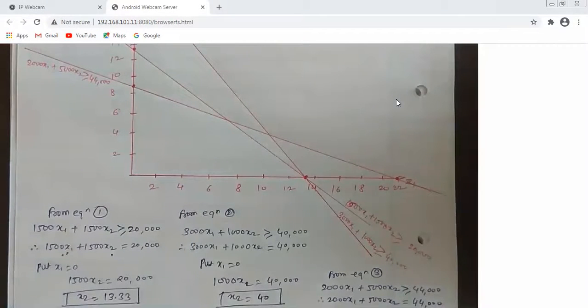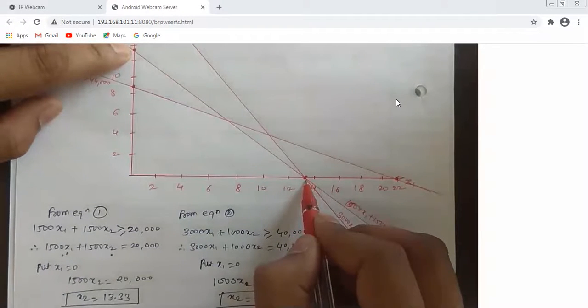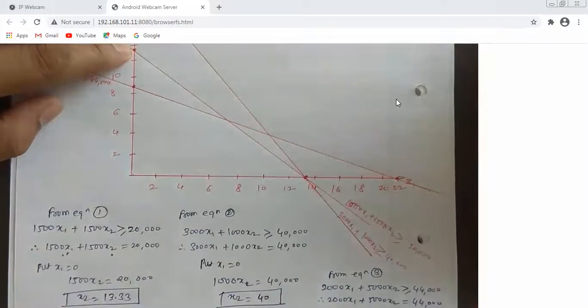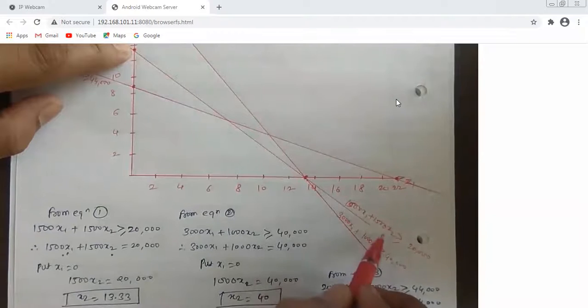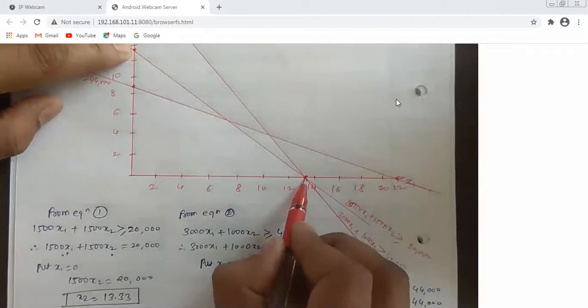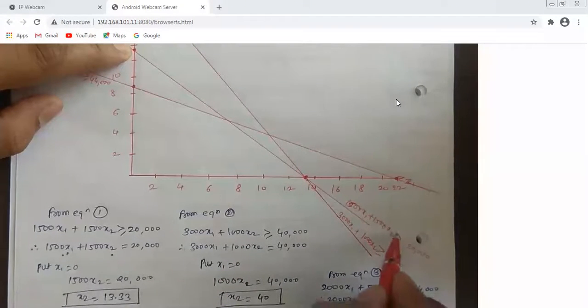Okay, now see, next step is, from equation number 1, we got the value of x1 is 13.33 and the value of x2 is again 13.33. What is the meaning of that? See, equation number 1 here. From this we got the value of x1 and x2, that is 13.33. So the value of x1 is either 13.33 or it may be greater than 13.33, because see, we are having the symbol of greater than or equal to.